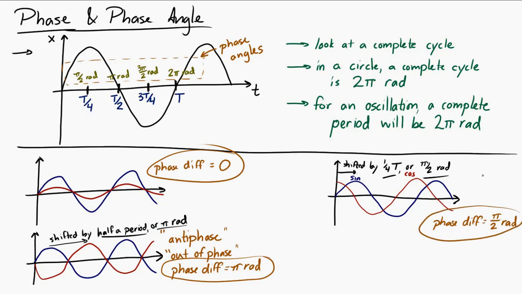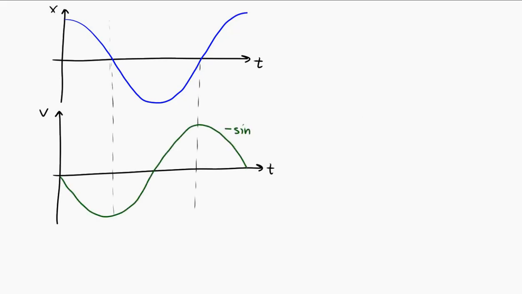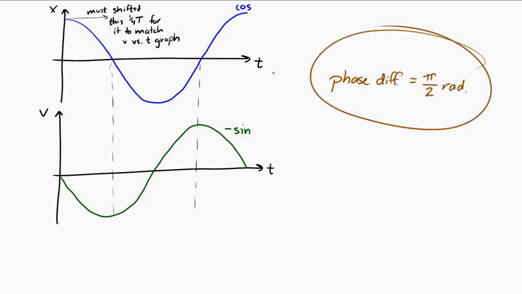And this comes up sometimes in a question like this. Let's say that we have a displacement graph and a velocity graph, and we want to know the phase difference between them. Well, if the displacement graph looks like this, a cosine, then the velocity graph would have to look like this, a negative sine. The phase difference between these, well, in order for them to match up, I'd have to shift one of the graphs 1/4 of a period. So the phase difference then, 1/4 of a period, that's pi over 2 radians. Phase difference is pi over 2 radians.